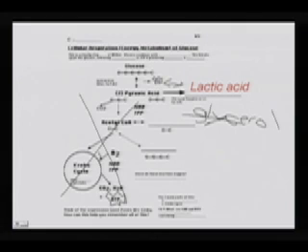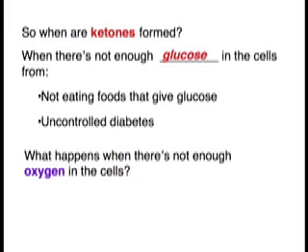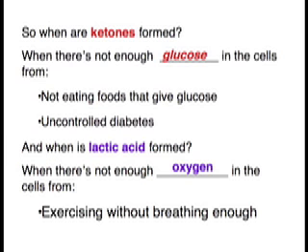Oxygen. So if you stop exercising, which normally you would do, because the lactic acid collects in your muscles, what does that feel like? Burning, sore. So just as a review, when are ketones formed? When there's not enough glucose in the cells from not eating foods that give glucose, maybe starvation or maybe anorexia, or uncontrolled diabetes. And when is lactic acid formed? It's formed when there's not enough oxygen, and that might be from sprinting.